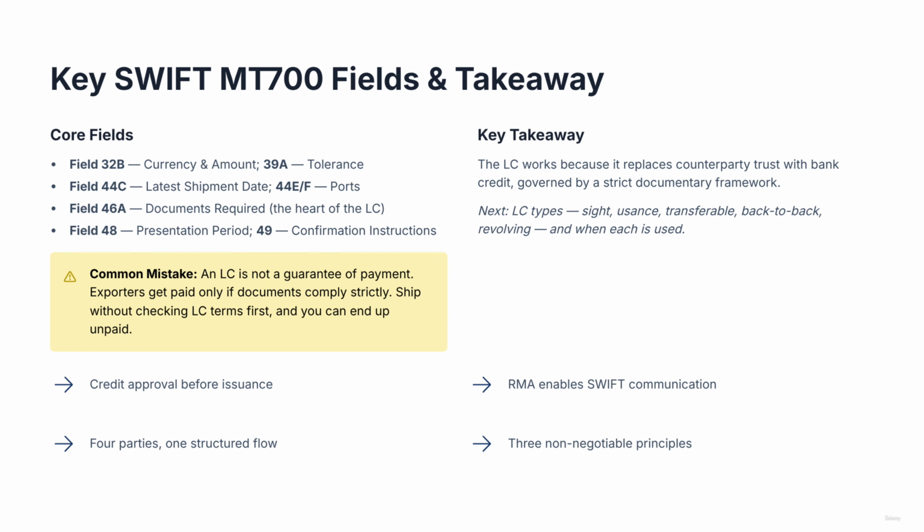Credit approval, RMA, four parties, one structured flow, three non-negotiable principles. In the next lecture, we look at the many variants of the LC: sight, usance, transferable, back-to-back, revolving, and the specific circumstances where each one is used.